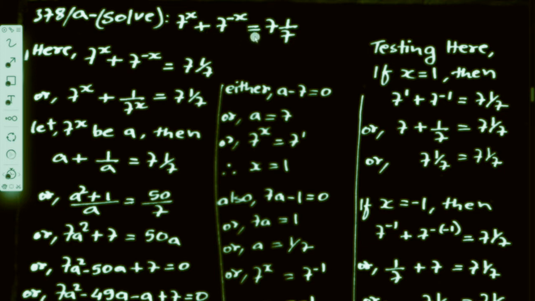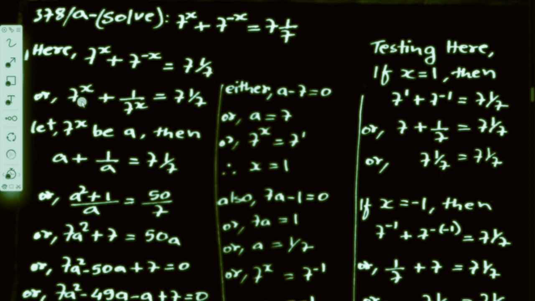To get the value of x, we have to begin with a certain process. Our method starts with 7 power x from the question, as the question is written here: 7 power x plus 7 power minus x equals 7, 1 by 7.